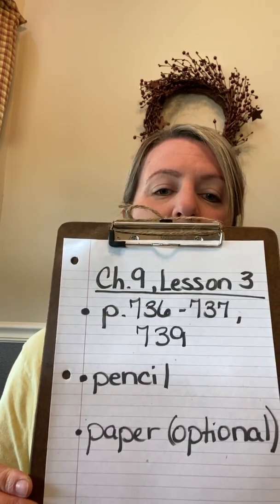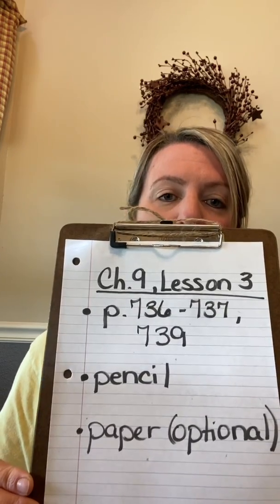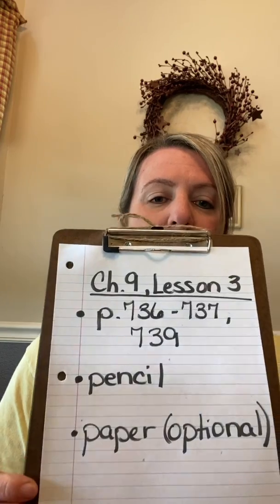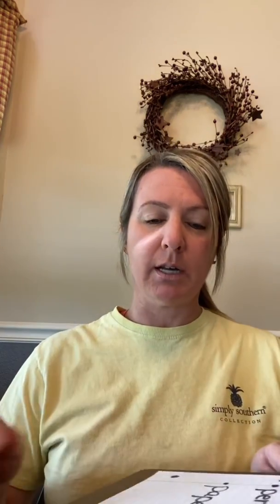You're going to need a pencil, and you may want some paper just because there's going to be a lot of list making in today's lesson, and you may find that you run short on space in your book. So that's kind of up to you. Your book, open to page 736, a pencil, and possibly some paper, okay?